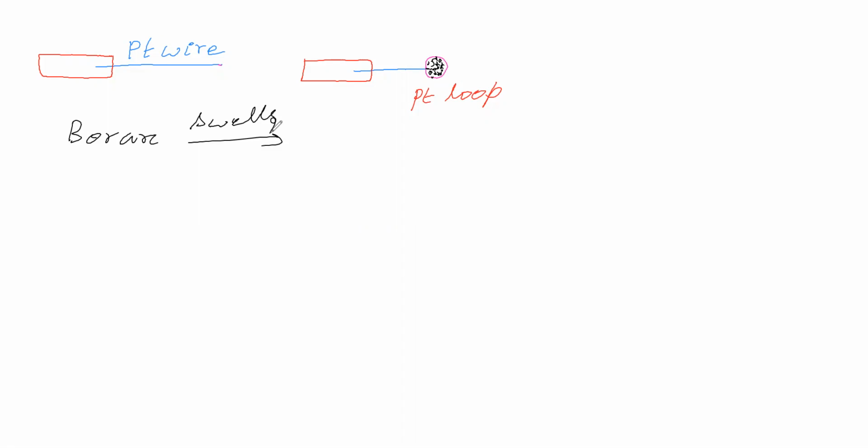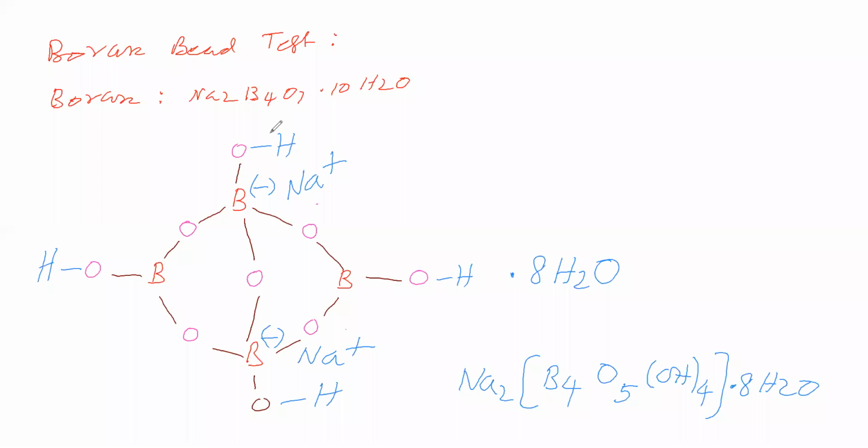Now see the borax formula. This borax is introduced into the flame, and on introducing into the flame, it is swelling. Even if you take borax in a test tube, the borax is colorless. You take borax in a test tube and introduce it into the flame. What will happen? This borax swells. Why does it swell?